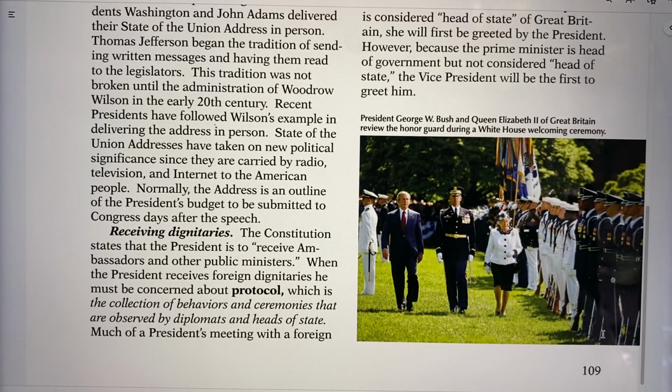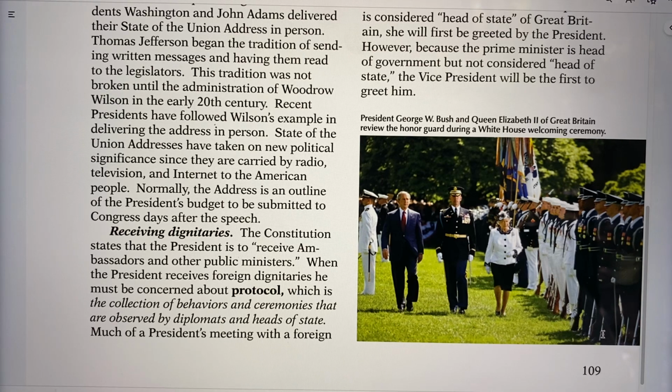The third dignitary address, remember, first of all, we have inauguration. Now we have State of the Union. Number 3 is when the president receives dignitaries. And so here's a picture of President Bush and Queen Elizabeth, and he's honoring the Queen at the White House in a ceremony. So receiving dignitaries is a Constitutional duty. The Constitution says that the president will receive dignitaries, and that means ambassadors and ministers.